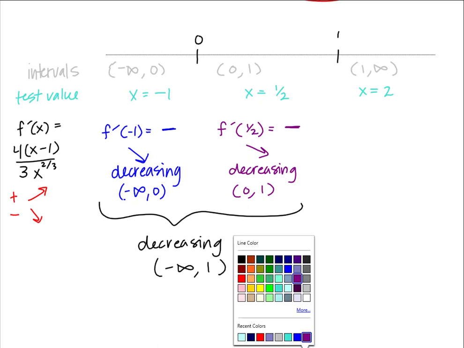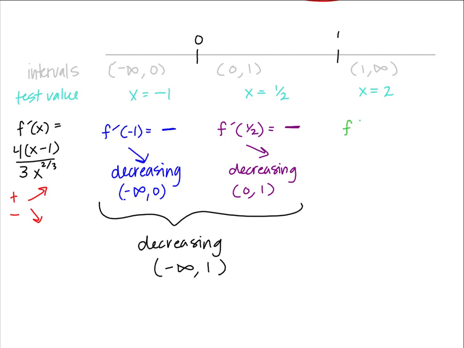All right, let's look at one more. Let's say f prime of 2. We will test our third value. So 4 times 2 minus 1, that's going to be a positive in the numerator. And of course, plugging a positive in the denominator will give us a positive. So we have positive over positive. That's a positive slope or positive derivative, which lets me know that the function is increasing. And we are increasing on the interval. That interval is written up above there, but we are increasing from 1 to infinity.